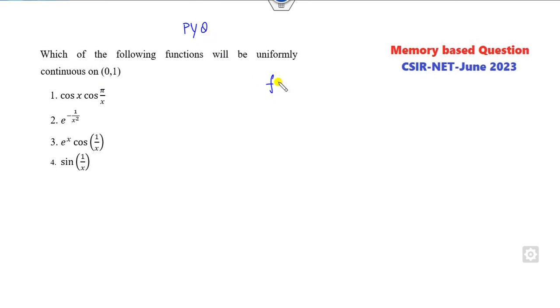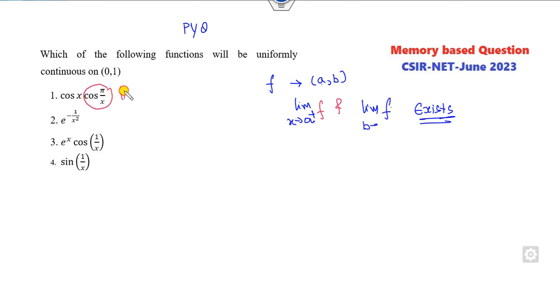What is the tip for you? A function is said to be uniformly continuous on (a, b) when you prove that the limit at a plus and the limit at b minus both exist. Whether they are equal or not is no problem, but both must exist. You can see the limit at x equal to 0 does not exist. So once it does not exist, it means it is not uniformly continuous. This again does not exist, this again does not exist at x equal to 0.